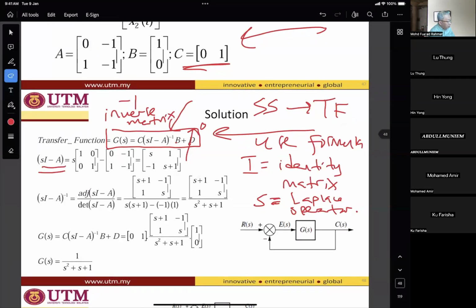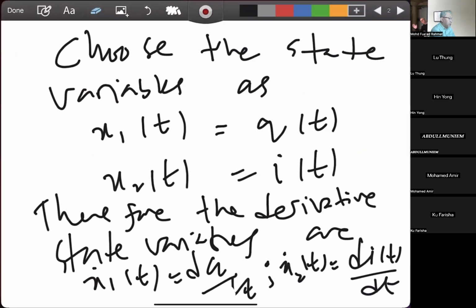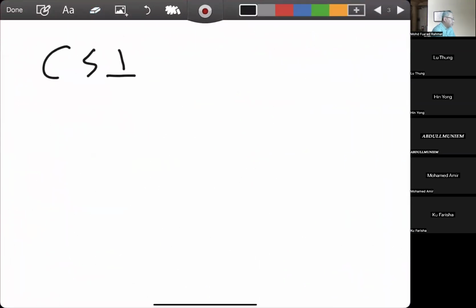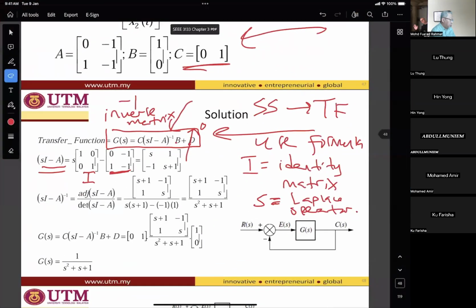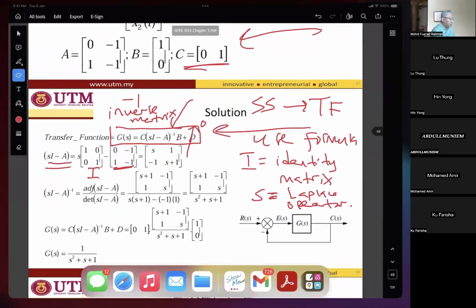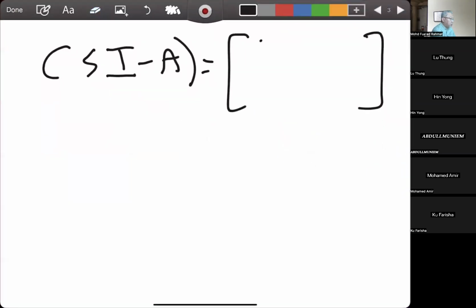sI is s multiplied by 1, 0, 0, 1. This is the identity matrix, 1, 0, 0, 1 for 2 by 2, minus matrix A. This is matrix A. So you get this one, which is s, 1, minus 1, s plus 1.